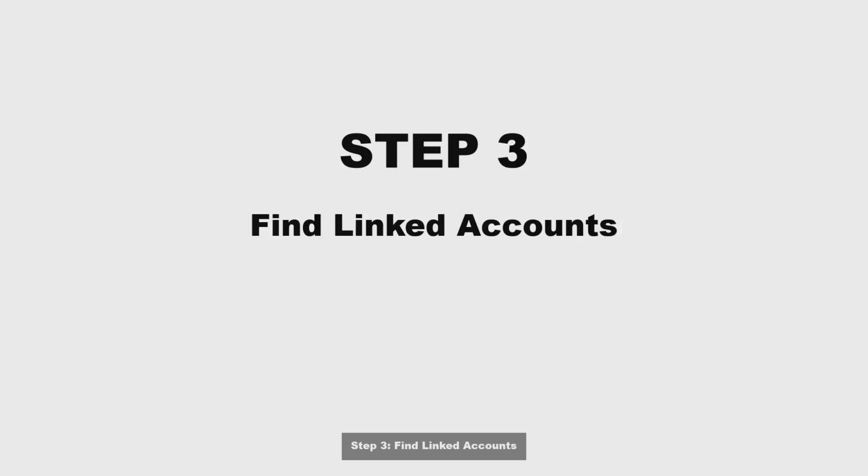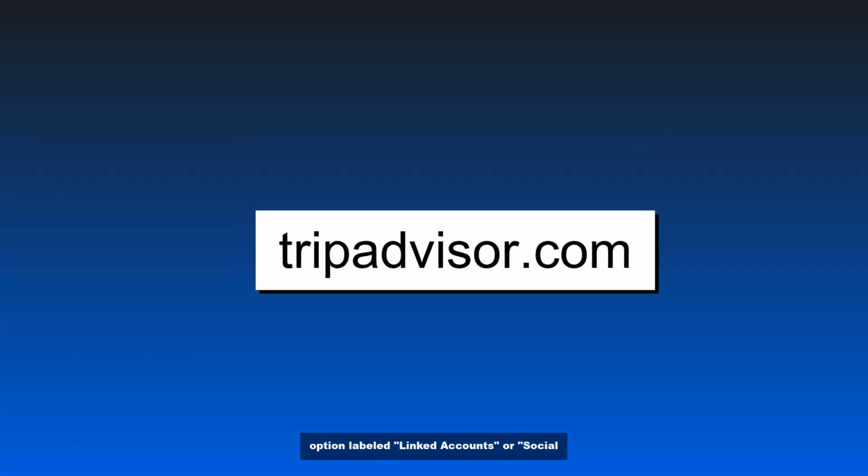Step 3. Find linked accounts. In the account settings menu, look for an option labeled linked accounts or social media connections. Click on this option to view your connected accounts.